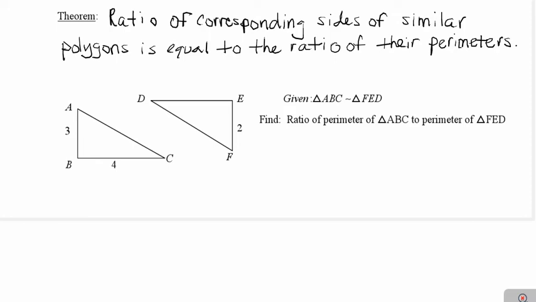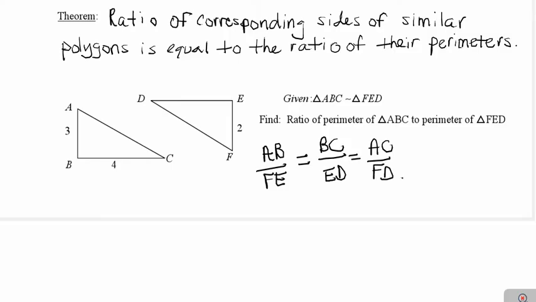So the first thing I said back at the beginning of that first video is anytime you're given similar polygons, start by writing the extended proportion. So I'm going to go ahead and do that now. I know that AB corresponds to FE. So I know the ratio of those sides is equal to the ratio of BC over ED, which is equal to AC over FD.